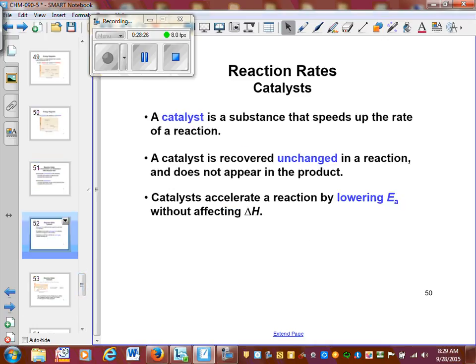What about catalysts? Catalysts speed up reaction rates. How do they do that? They don't take part in the reaction. They're recovered unchanged. What they do is lower the energy of activation. They don't affect the delta H. They just lower that energy barrier.